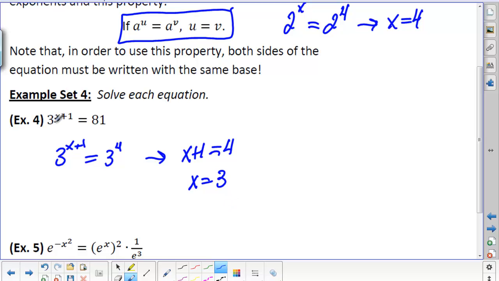In fact, you can check that. If you plug in a 3 there, 3 plus 1 is 4. 3 to the 4th does equal 81. So it checks. And that's the basic idea. Really the trickiest part of these problems is usually just trying to get those bases to match up. Once you get the bases to match, you just set the exponents equal to each other, and from there solve the equation that you've got. So let's look at the next example.